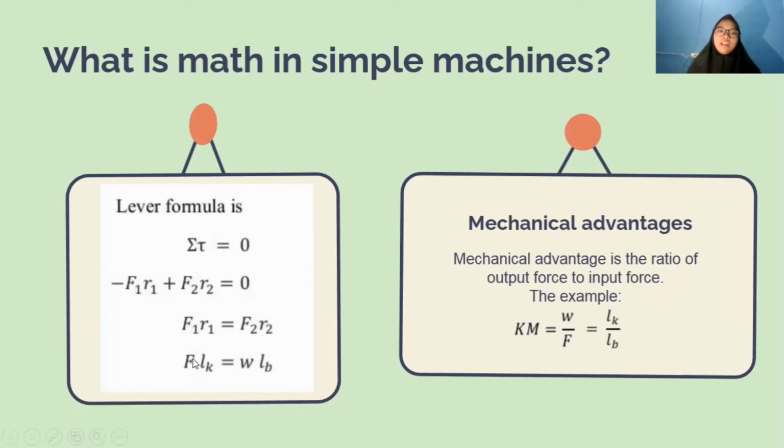So this is an example of a formula. It's the lever formula: force times the force arm is equal to weight or load times the load arm. And for mechanical advantage, what is mechanical advantage? It is the ratio of output force to input force. So to produce a bigger output force, we need a bigger mechanical advantage, and we can use the formula. There is a different formula for each type, and this is the example of mechanical advantage for the lever.